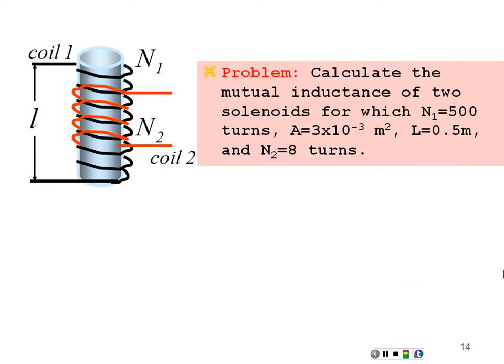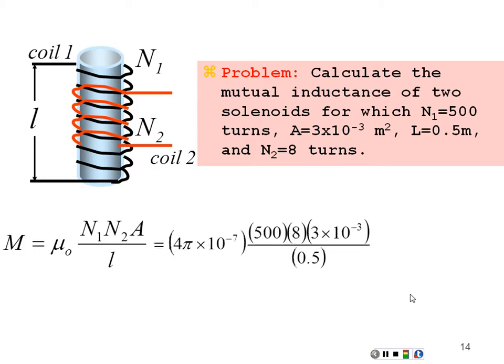Let's try out a problem. Calculate the mutual inductance of two solenoids for which N1 is 500 turns, area is 3 times 10 to the minus 3 meters squared, L is 0.5 meters, and N2 is 8 turns. The mutual inductance is mu naught N1 N2 area over L. Mu naught 4 pi times 10 to the minus 7, 500 turns for N1, 8 turns for N2. They have the same cross-sectional area, 3 times 10 to the minus 3 square meters, and the length is 0.5 meters, giving us a mutual inductance of 3.02 times 10 to the minus 5 henries.